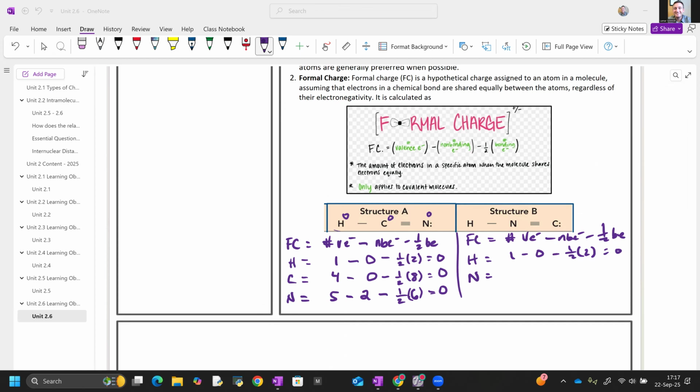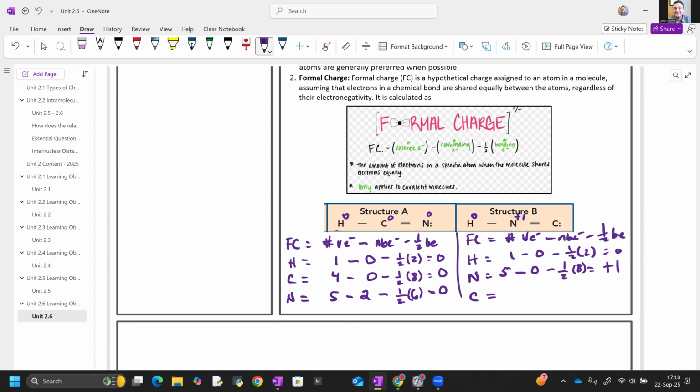And so nitrogen has 5 valence electrons minus 0 non-bonding minus 1/2 of 8, which is 4. So 5 minus 4 is 1, or plus 1. So the formal charge of hydrogen is 0, and nitrogen is plus 1. And then carbon, as we're going to see: the sum of all the formal charges should add to 0 for a neutral molecule, and that's what this is.